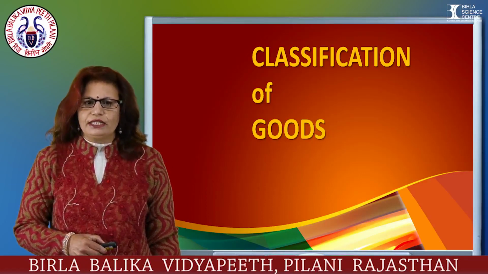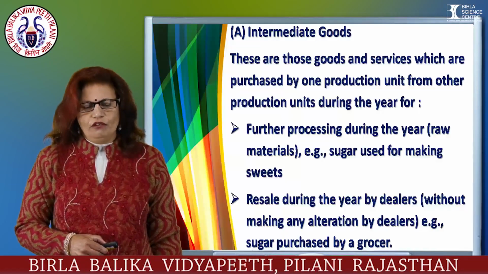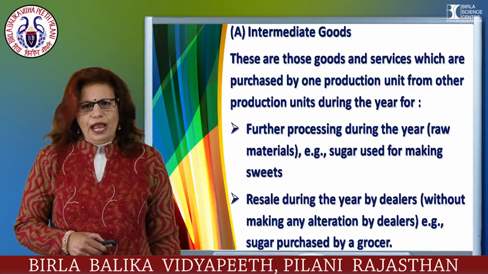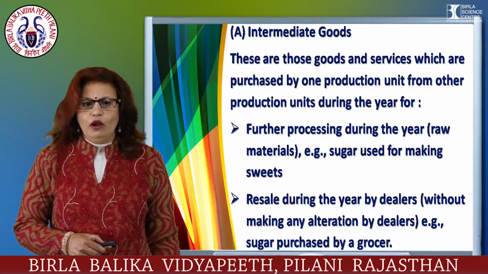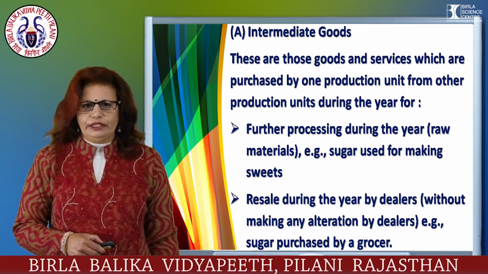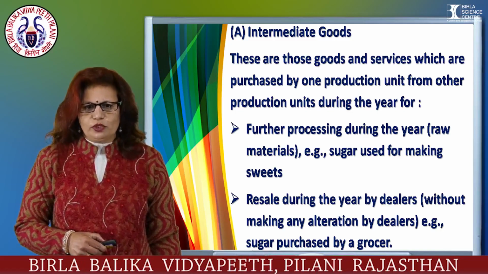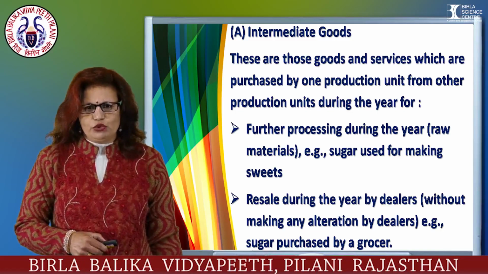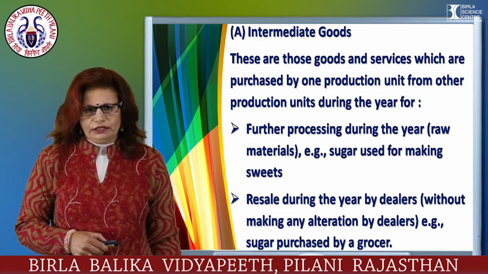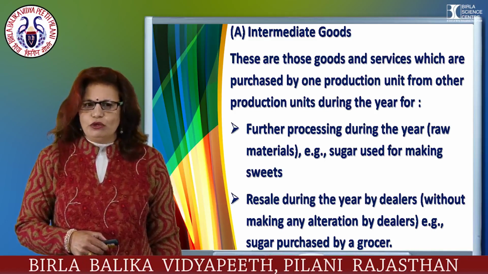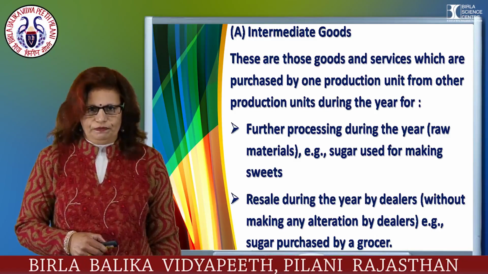Now we are going to study classification of goods. First good is intermediate goods. These are those goods and services which are purchased by one production unit from other production units during the year for further processing during the year. For example, raw materials, for example sugar used for making sweets. Or for resale during the year by dealers without making any alteration, for example, sugar purchased by a grocer.